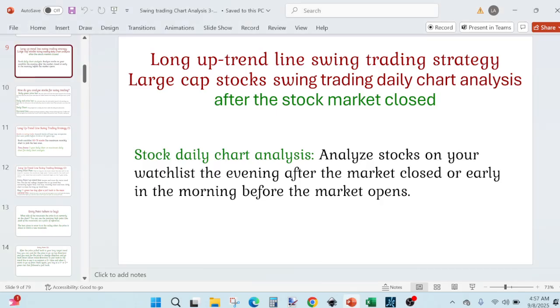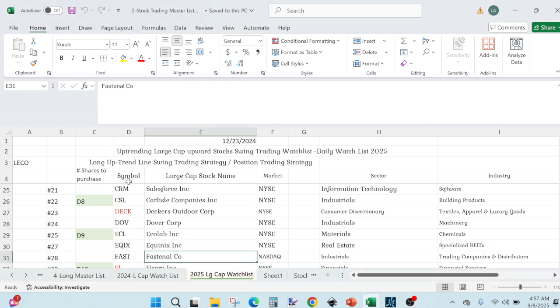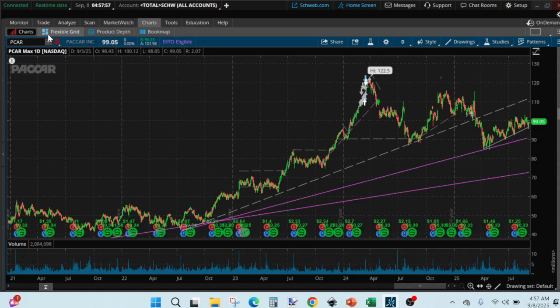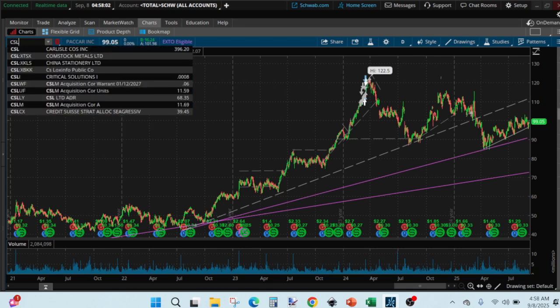Hello, how do I do my daily chart analysis of large cap stocks for swing trading purposes? We are going to analyze a few stocks together, and the first one is CSL. We are doing the chart analysis today, September 8, 2025, after the market closed on Friday the 5th.